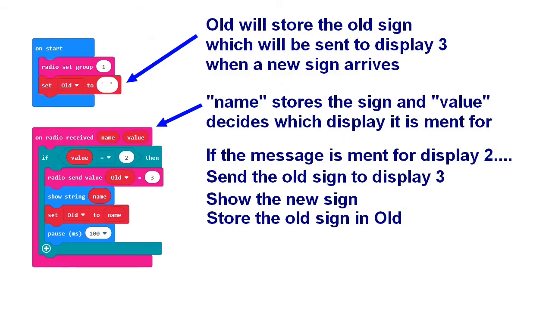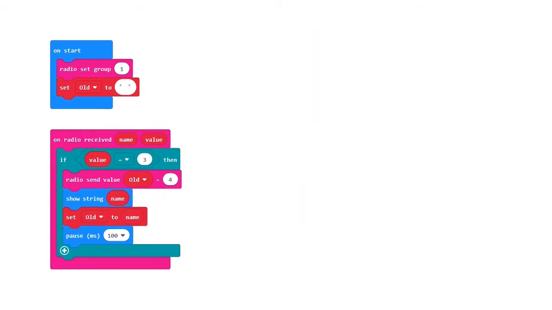The other microbits in the row must be provided with a program that receives a new letter by means of the radio function and passes the old letter to the next microbit. For microbit number 2 it looks like this. The program for microbit number 3 can be seen here. For microbit number 4 these numbers need to be corrected, and so on.